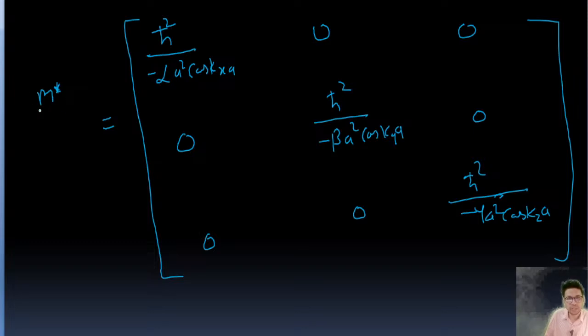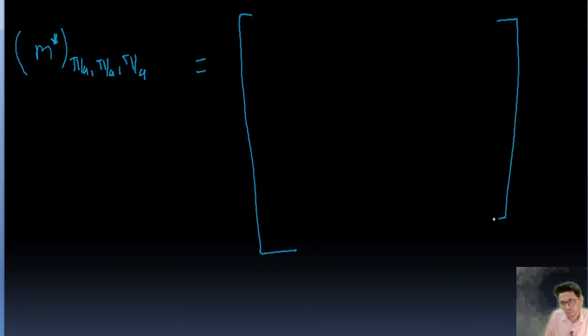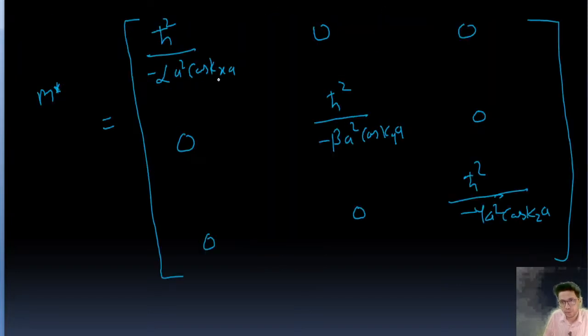Now we need to find m star at the boundary condition x equal to pi by a, y equal to pi by a, and z equal to pi by a, right? So in that case, m star, that is effective mass at pi by a, comma pi by a, comma pi by a. So here you can see, if you put pi by a in place of kx, that is at kx equal to pi by a, ky equal to pi by a, kz equal to pi by a.